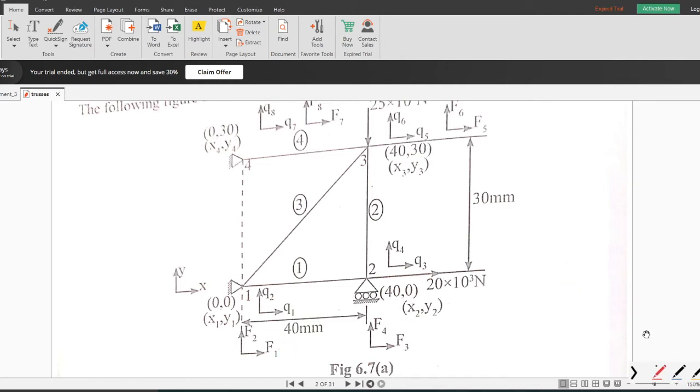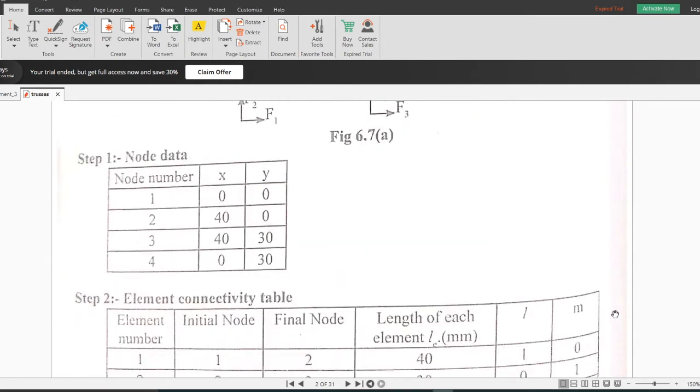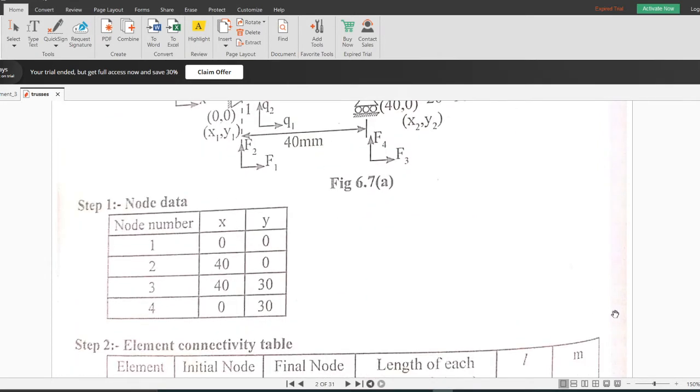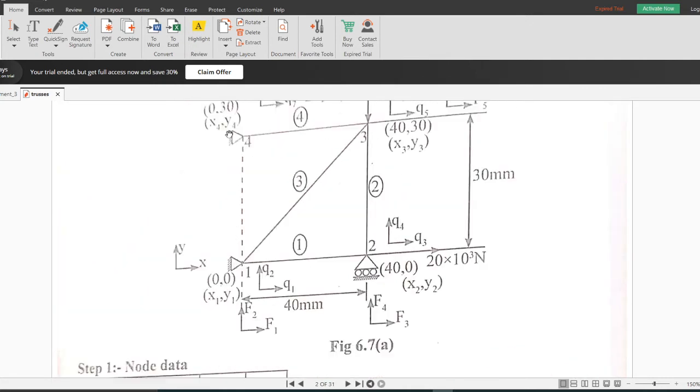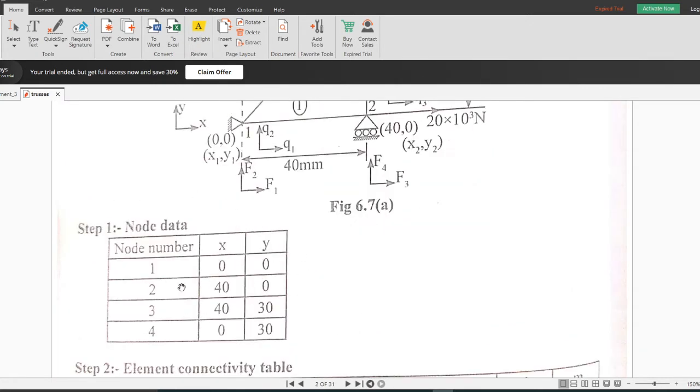Next step is what? Node data. You can do it now. So node numbers 1, 2, 3, 4. X1, Y1: 0, 0. X2, Y2: 40, comma 0. X3, Y3: 40, comma 30. X4, Y4: 0, comma 30. You can write it.